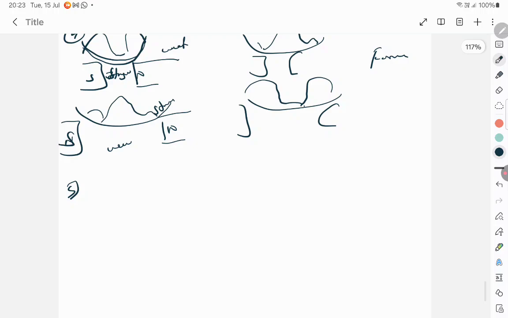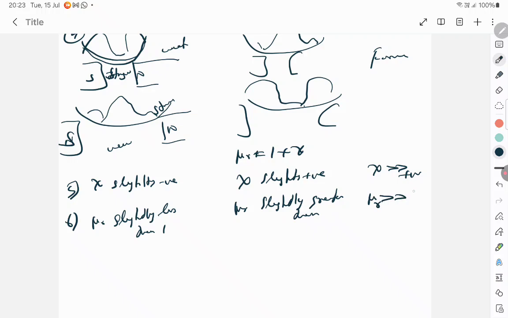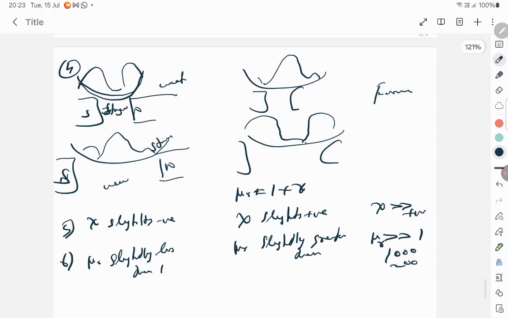So the fifth one is about susceptibility. Mu r is equal to 1 plus susceptibility. For diamagnetic, susceptibility is slightly negative, therefore permeability is slightly less than 1. For paramagnetic, susceptibility is slightly positive, so permeability is slightly greater than 1. For ferromagnetic, susceptibility is a very, very large positive value, and relative permeability is much greater than 1, like 1000, 2000 and so on, for a ferromagnetic substance.